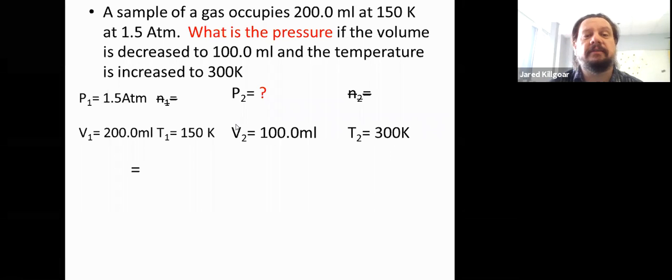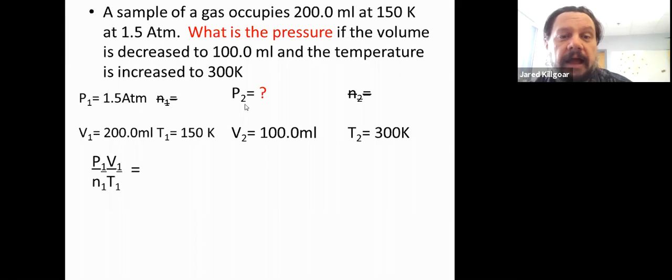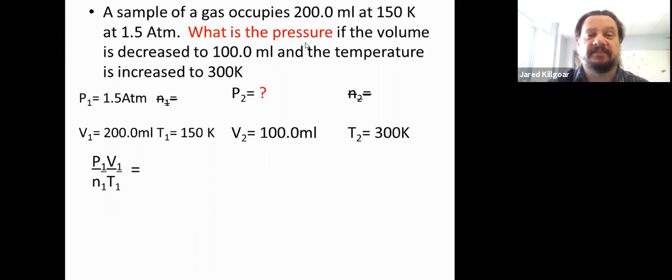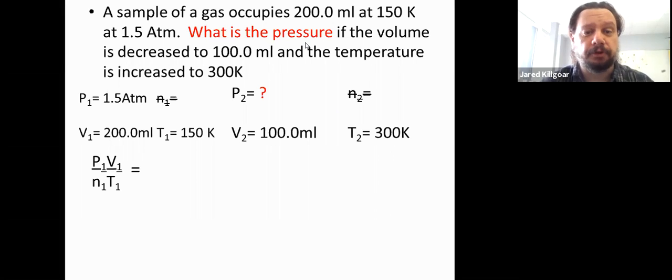So one thing you guys might notice is there's no mention of moles in here. So we don't have to worry about the N. We get rid of that variable. Okay. And I get my initial pressure, 1.5 atmospheres, my initial volume, 200 milliliters, my initial temperature, 150 Kelvin. My final volume, 100 milliliters, my final temperature, 300 Kelvin. And what is the new pressure? That's why I highlighted that in red, because that's what I want to know. You guys can call that any variable you want. If some people are familiar with X and that's what they want to do, that's totally fine. I'm going to leave it as P2.